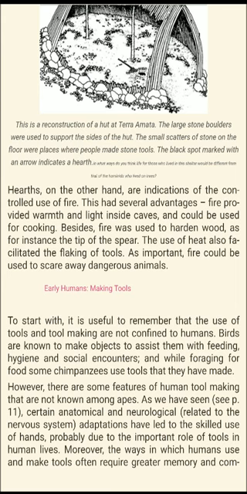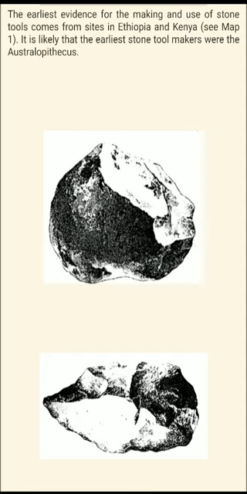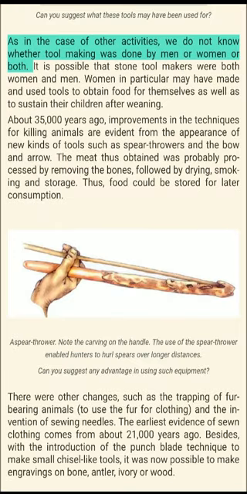The earliest evidence for the making and use of stone tools comes from sites in Ethiopia and Kenya. See Map 1. It is likely that the earliest stone tool makers were the Australopithecus. Some early tools found in Olduvai: the one above is a chopper. This is a large stone from which flakes have been removed to produce a working edge. The one below is a hand axe. Can you suggest what these tools may have been used for?